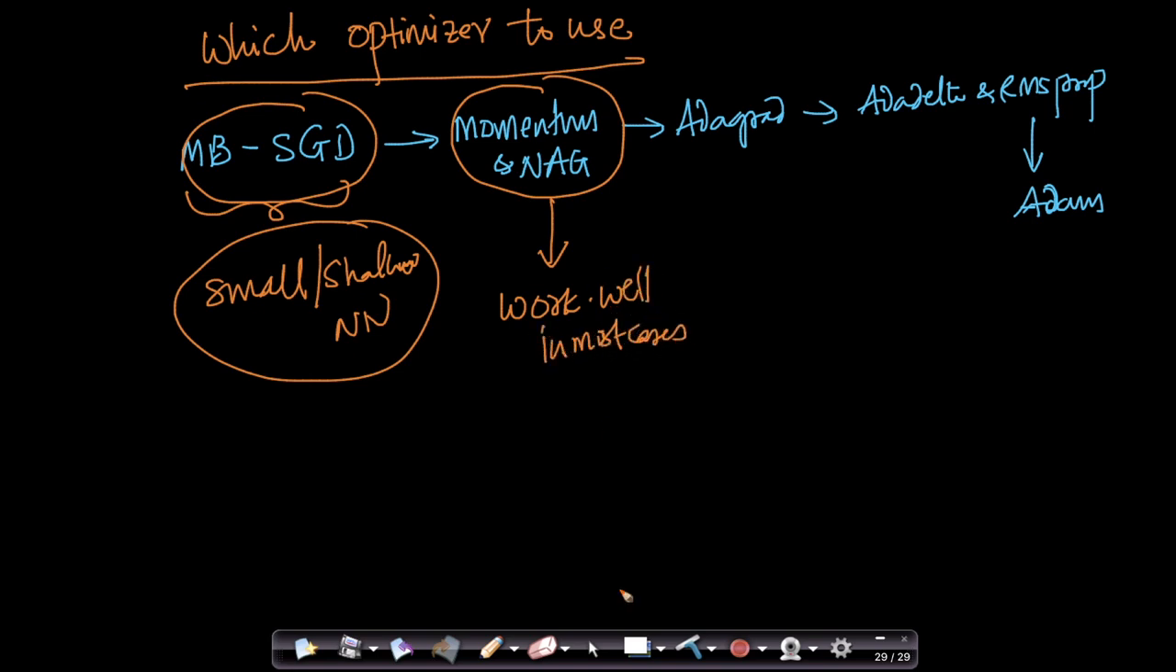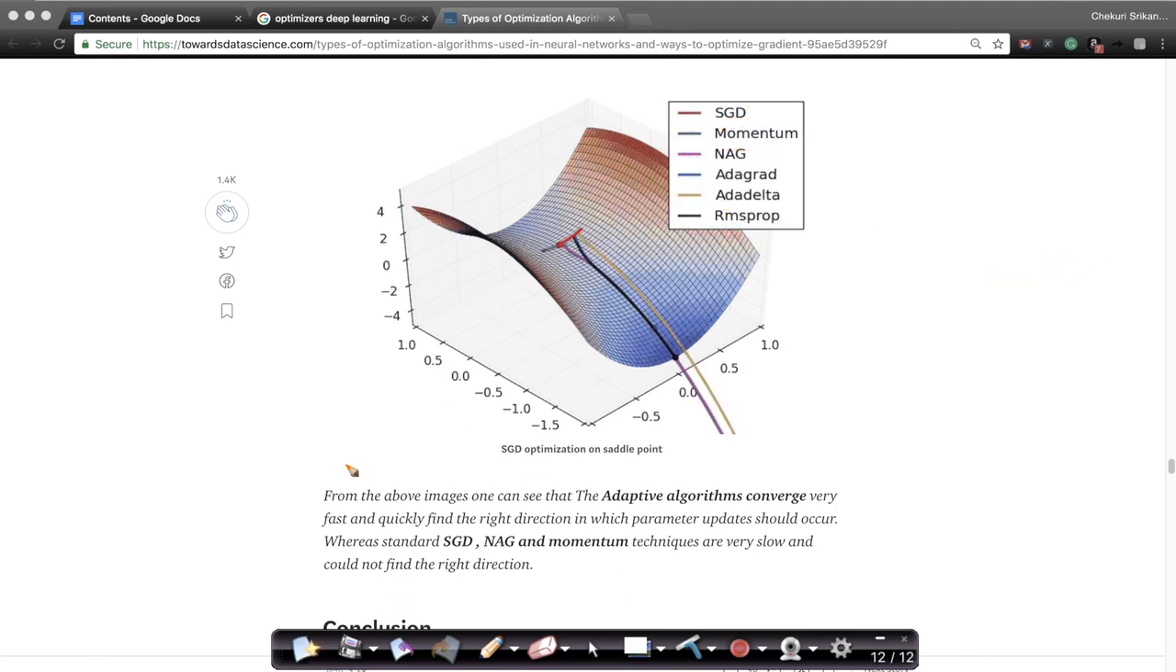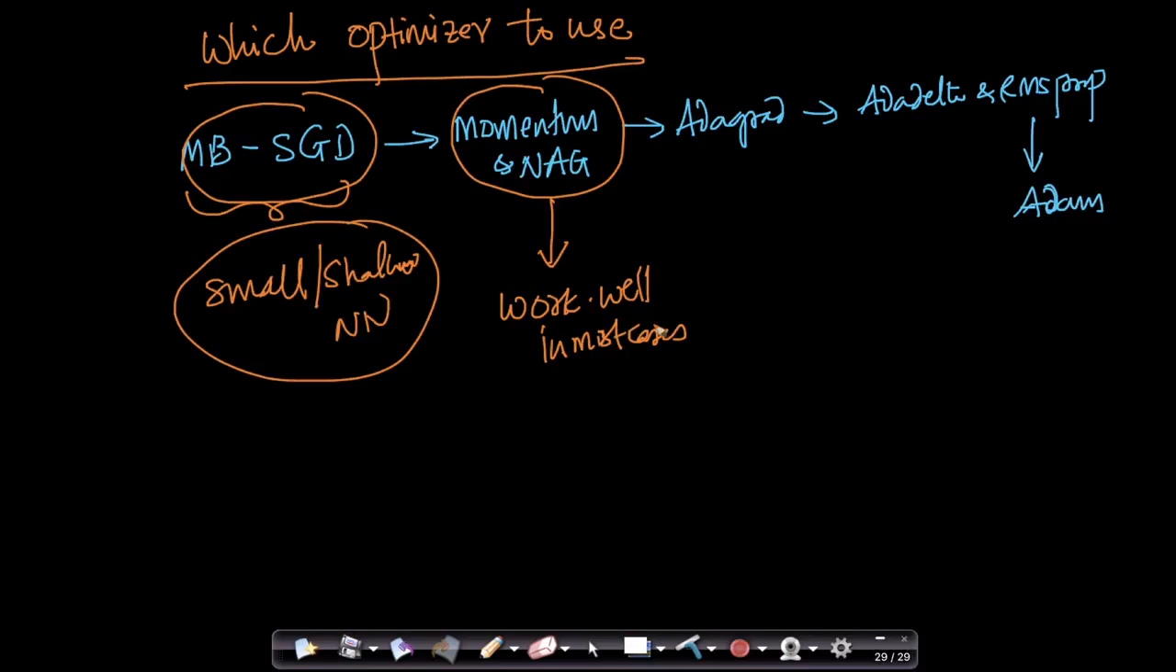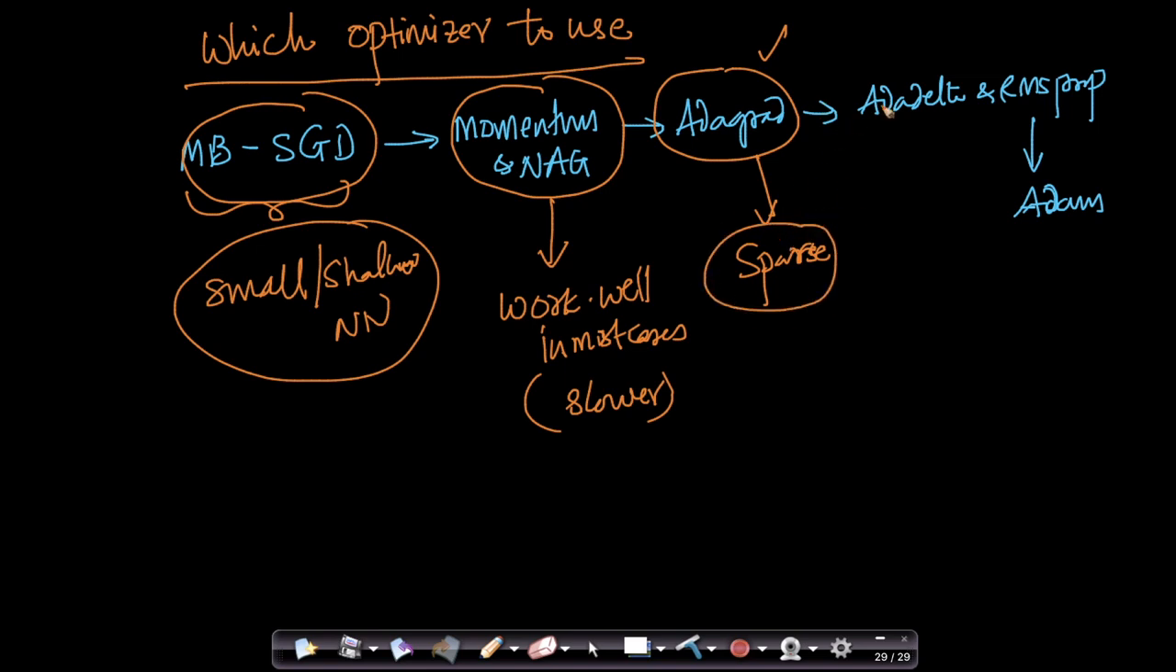But they're sometimes slow. If you notice this diagram itself, your momentum is much slower than your AdaDelta and other advanced algorithms. So it works well in most cases, but is typically slower, especially when you have sparse data. When you have sparse data, these types of algorithms are very good. AdaGrad is very good if you have sparse data or sparse features, but it's better to use AdaDelta based approaches because the convergence here is faster.